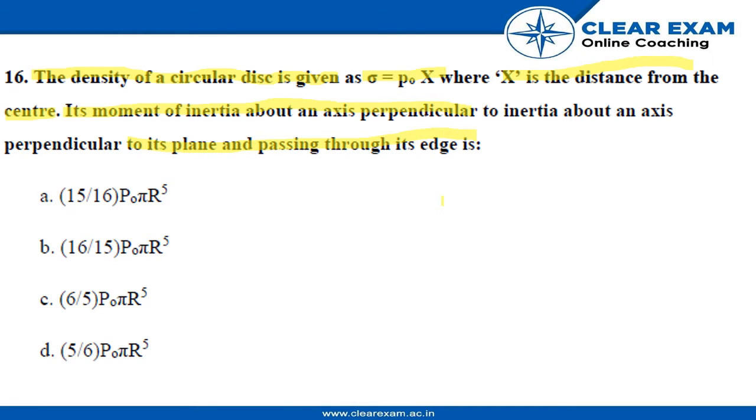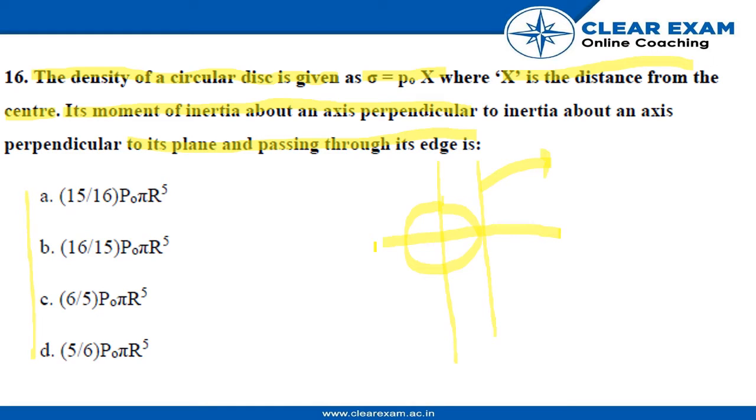Okay, so if this is the disk and this is the axis passing through the center, then we need to find out the moment of inertia of the disk about an axis which is perpendicular to the plane and passing through the edge. So this is the line about which we need to find out the moment of inertia of a disk, and there are four options.